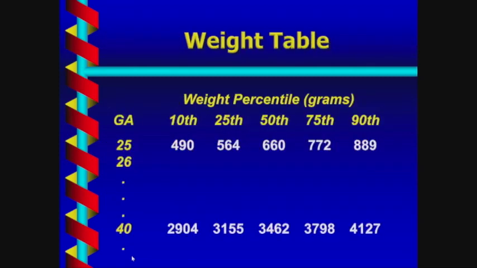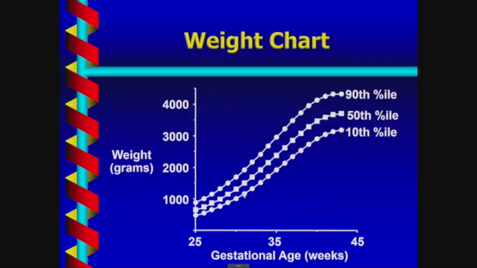How do you come up with a weight percentile? You can use a weight table. So for example, if you have a 25-week gestational age and an estimated weight of 600 grams, you would see that it's between the 25th and 50th percentile. So you can use a weight table, you can use a weight chart, or use some sort of computer calculation, either a computer inside the ultrasound machine or separate from it, depending on how you do your reporting and interpretation.